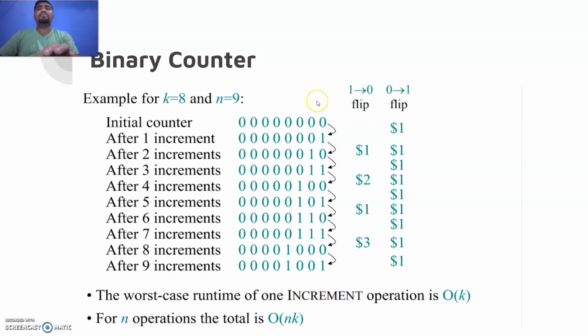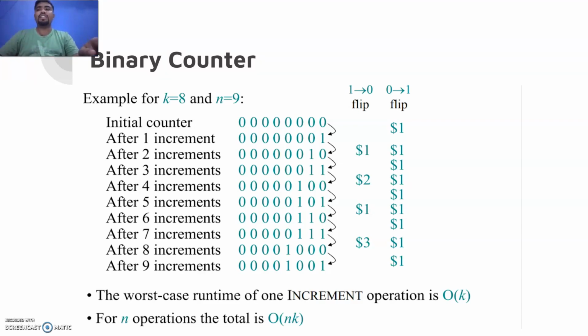But we know that the worst case could go up to nk. How nk? Suppose we're having n operations and suppose all the k bits get changed. So if all the k bits get changed in one operation, and if every operation leads to k bits changing, it will lead to n into k.